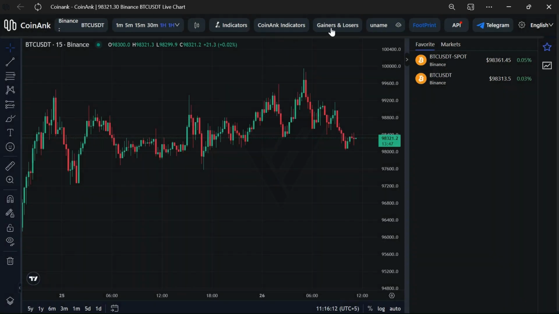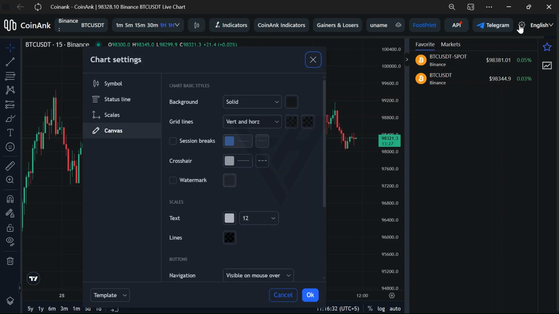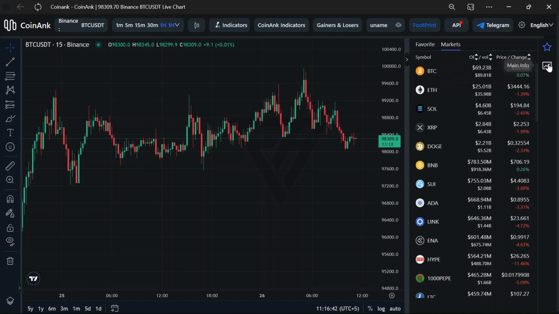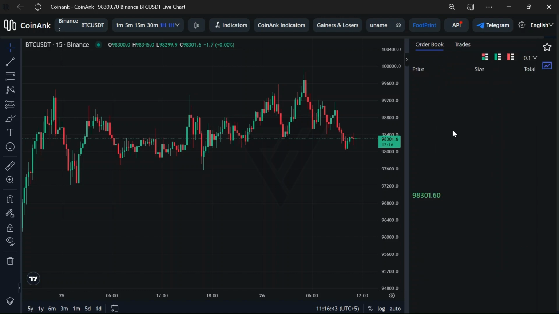Next, here you can see all gainer and loser coins. Here you can save, share and import templates. I will provide my templates in the description. Next is the footprint section. We will discuss that in the next videos. Finally, chart settings, same as TradingView. This is your watch list. Here you can add your coins or filter by volume and open interest.